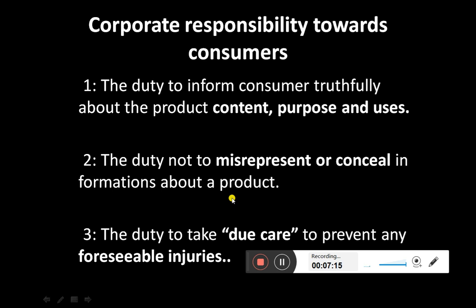So whatever the characteristics the product possesses, it must be validly explained to the consumer. Don't misrepresent your product to the consumer.